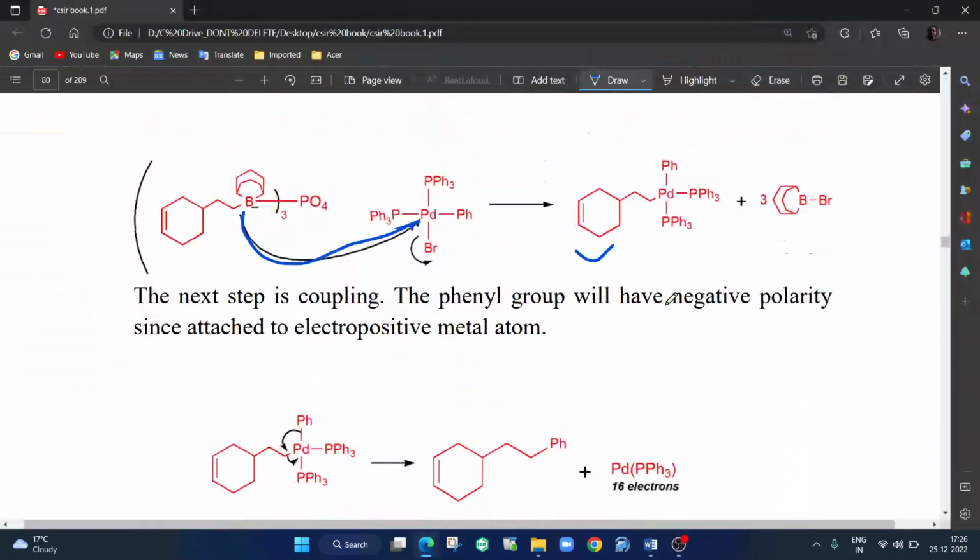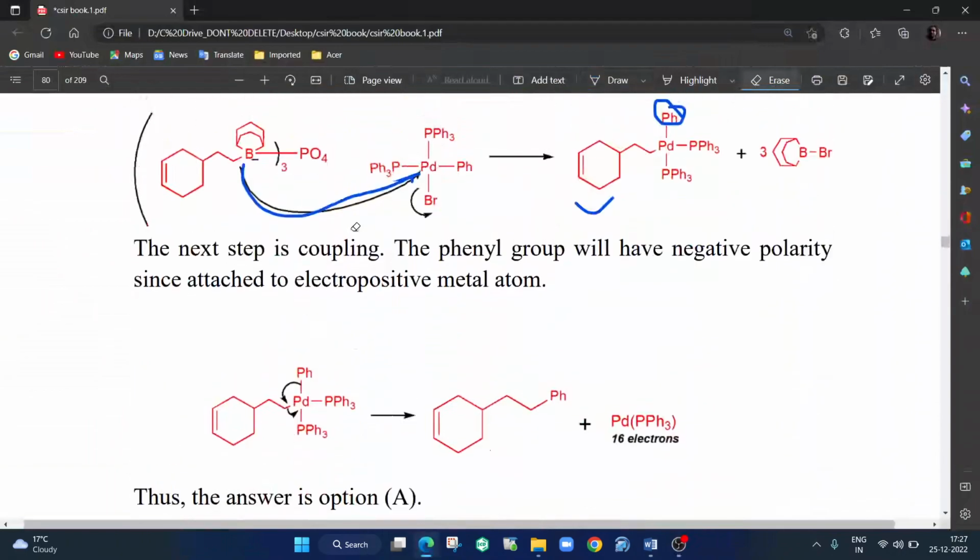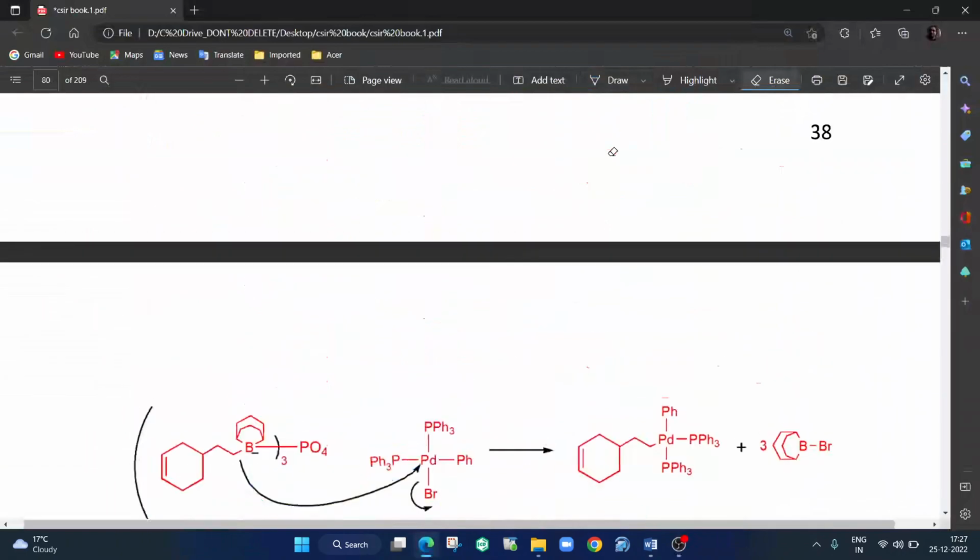Then what happens? Now we know that Ph is having negative polarity, so this goes and attacks here, this leaves, and you are getting the coupling reaction. Thus your answer is option number A. This is very important. A lot of concepts came in this one question. I will go through it once again. I will just go from up to down slowly. Please read it again.